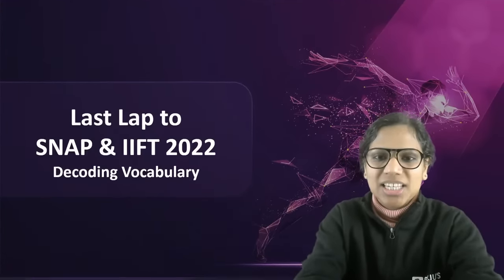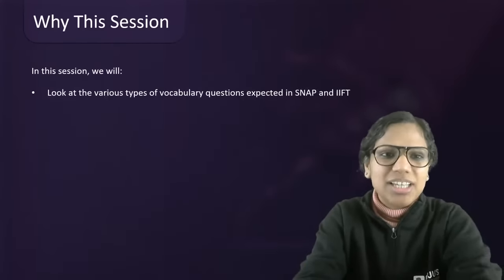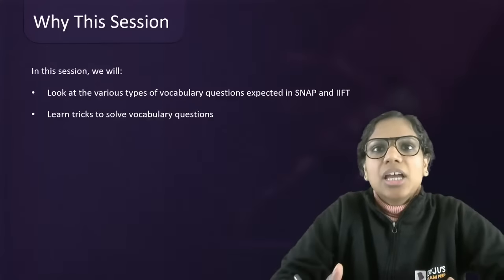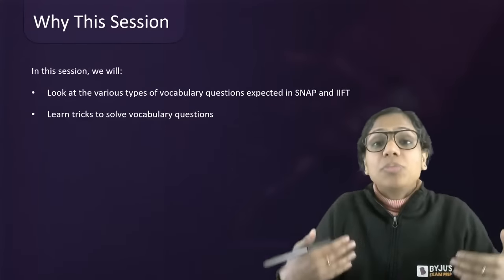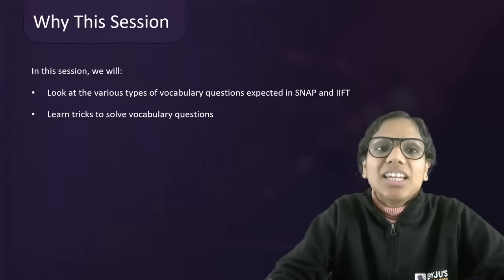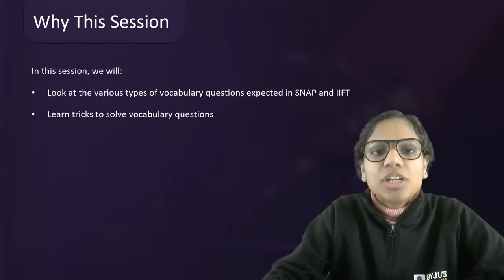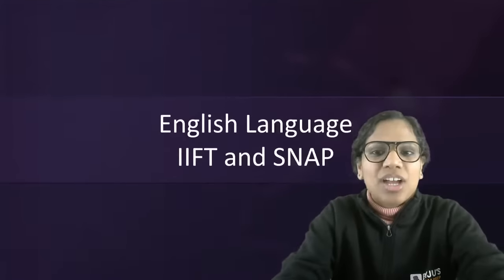Okay. So let's talk about the why of this session. Let's set the agenda for the day. We'll, of course, look at various question types. And, of course, our agenda is that, see, we may not know the meaning of each and every word in the exam. We may not be masters of vocabulary. Then how should we go about a question considering that there's negative marking also? So how can we maximize our score keeping these things in mind? Right? So let's have a look at how the English section looks like for IIFT and SNAP.